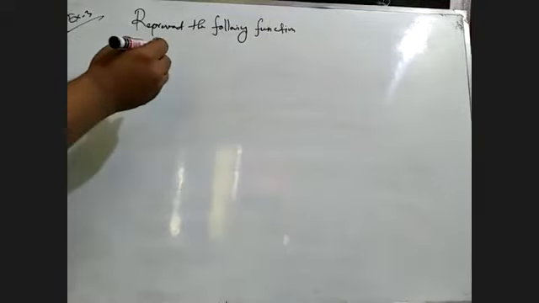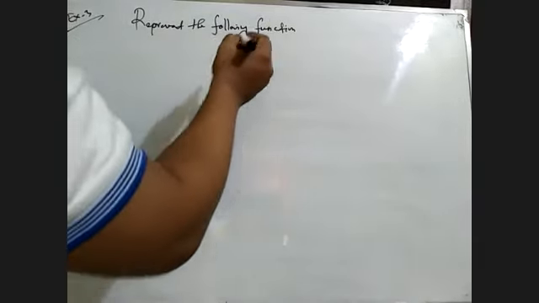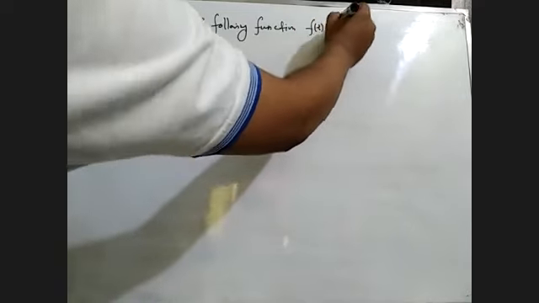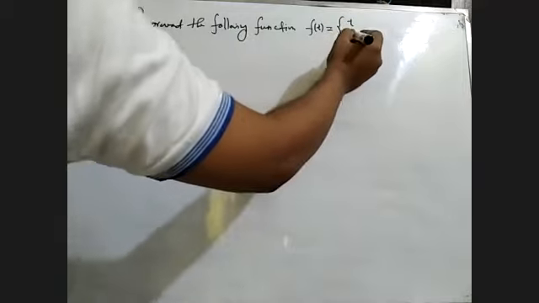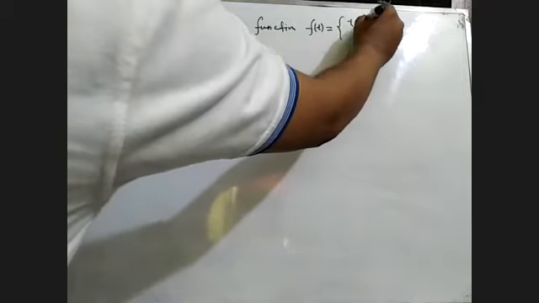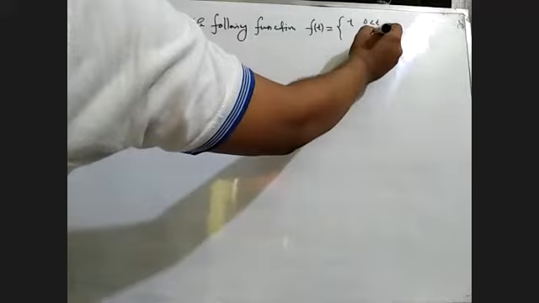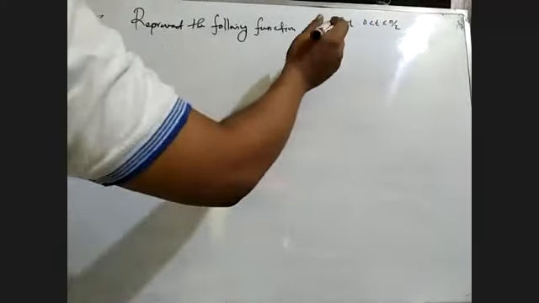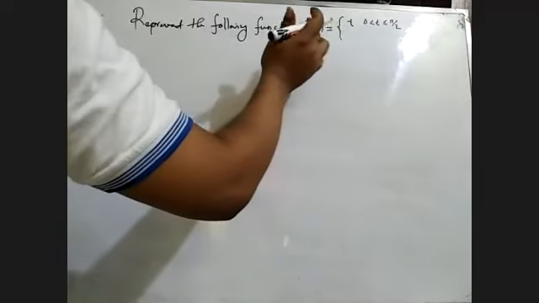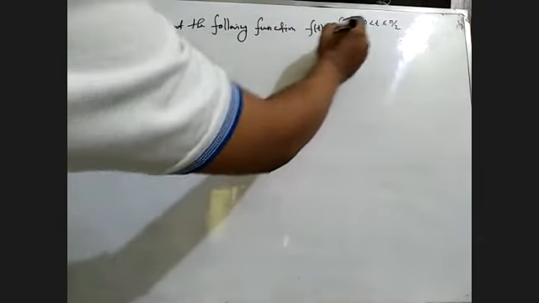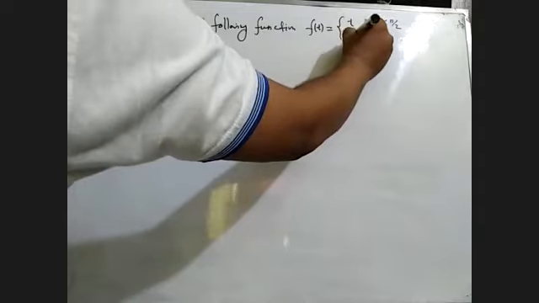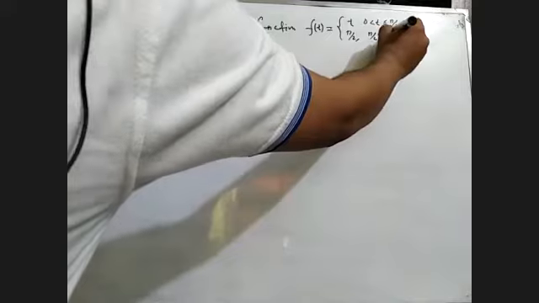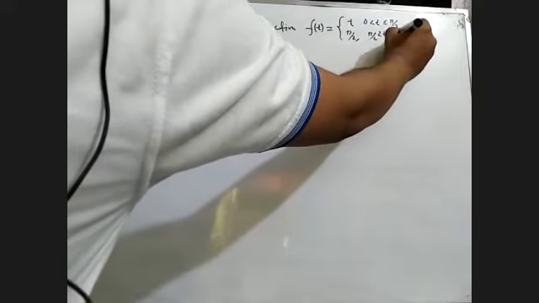Function f of t equals t when 0 is less than or equal to t less than or equal to pi by 2, and f of t equals pi by 2 if pi by 2 is less than t less than or equal to pi.